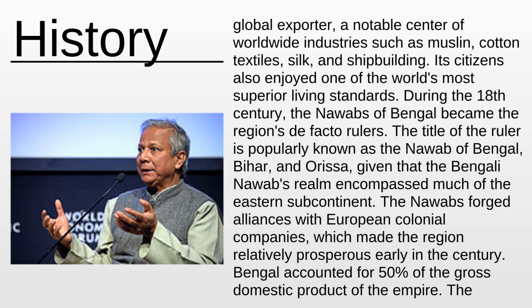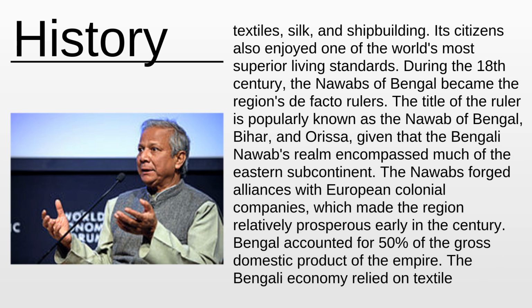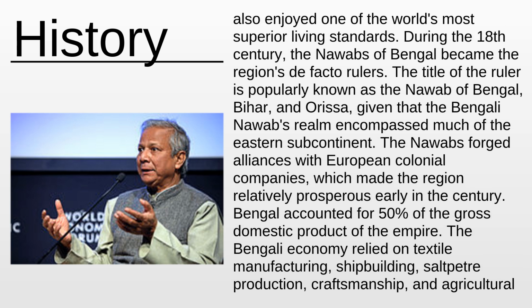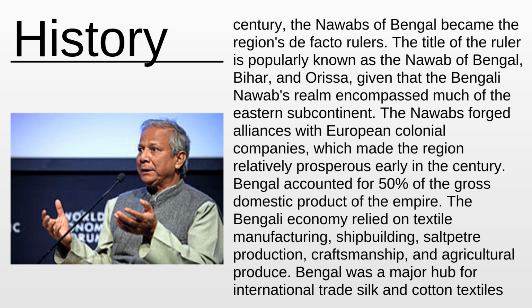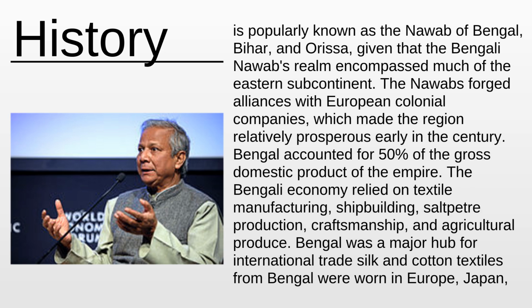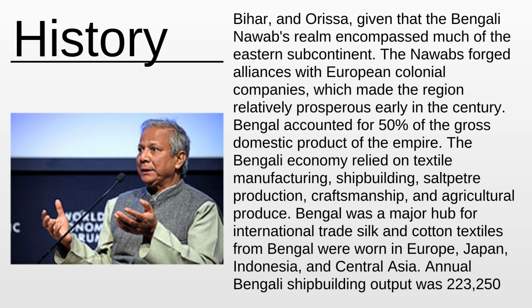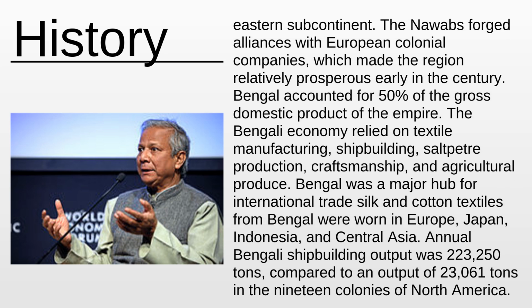During the 18th century, the Nawabs of Bengal became the region's de facto rulers. The title of the ruler is popularly known as the Nawab of Bengal, Bihar, and Orissa, given that the Bengali Nawab's realm encompassed much of the eastern subcontinent. The Nawabs forged alliances with European colonial companies, which made the region relatively prosperous early in the century. Bengal accounted for 50% of the gross domestic product of the empire.